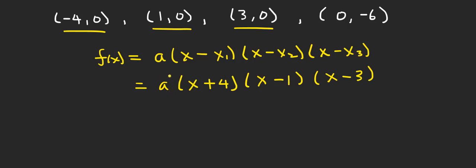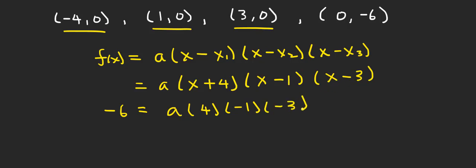Now, how do you find the value of a? Well, take a look at this. When x equals 0, the y value will be negative 6. So when y is negative 6, x is going to be 0. 0 plus 4 is 4. 0 minus 1 is negative 1. 0 minus 3 is negative 3. So you get, what is that? That's a positive 12. So 12a. So therefore, a is negative 1/2.